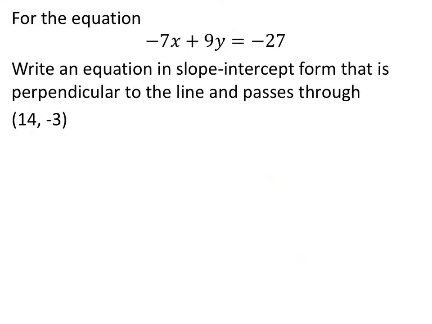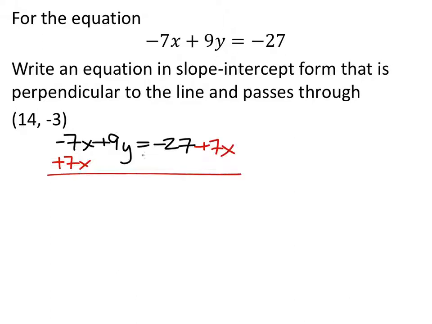For the equation, negative 7x plus 9y equals negative 27, write an equation in slope-intercept form that is perpendicular to the line and passes through 14, negative 3. So, since it's perpendicular, if we can just find the slope of that original equation, the rest of it won't matter. So let's change it into slope-intercept form. So the first thing I'm going to do is add 7x to zero that out. So plus 7x on both sides. And I'll switch those right now just because we know we can. That's a 7x minus 27.